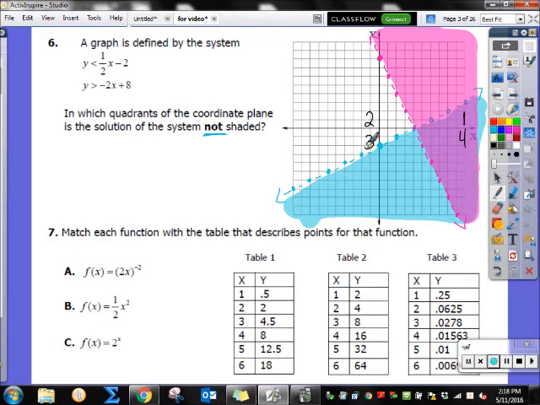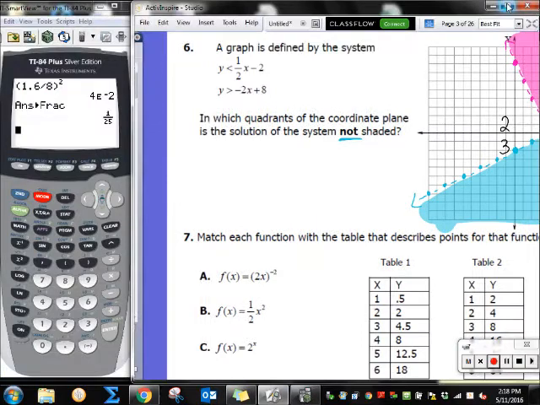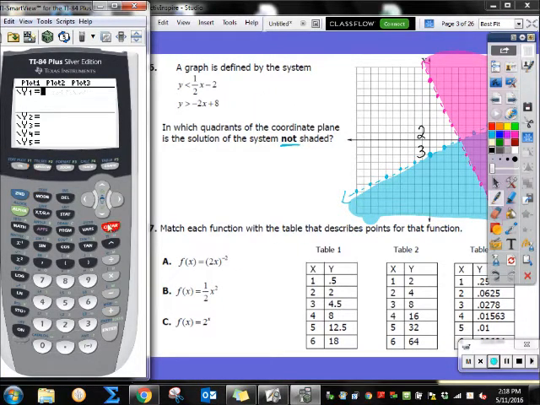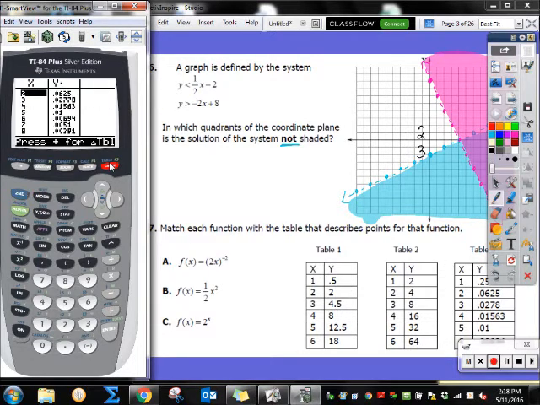For number 7, match each function with a table that describes the points for that function. The easiest way to do this would be to put it in our calculator. So we're going to put a in y equals, so 2x, and I'm going to make sure I do it exactly the way it is, in parentheses, raised to the -2 power. And then I didn't mean to press graph, I actually meant to press table, so second graph. And then I'm just going to check the table to see which one matches.